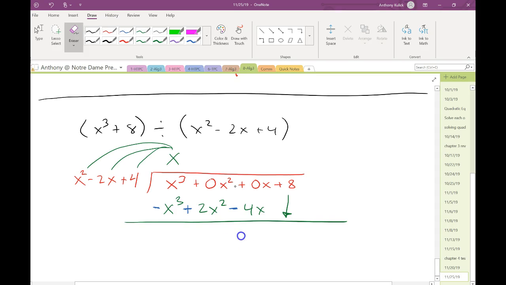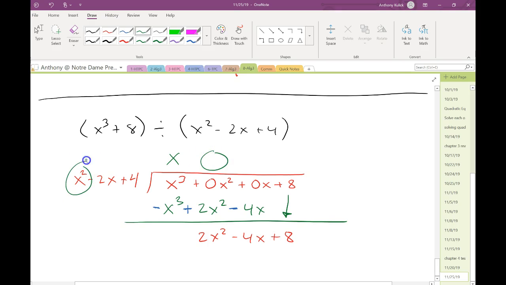Oops, I've been writing these in red. Everybody okay with that step? Okay. You say what times x squared gives me 2x squared? 2, right? So I'll put a plus 2 there, and I'll multiply the 2 to all parts of my divisor.